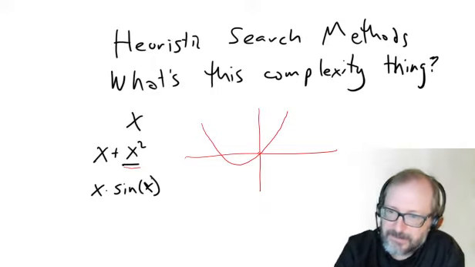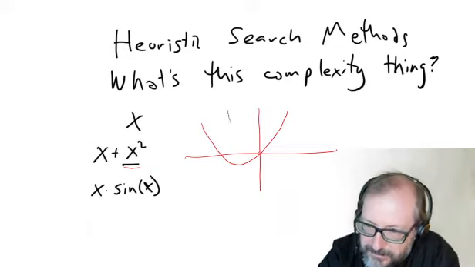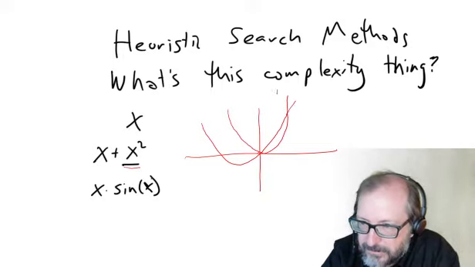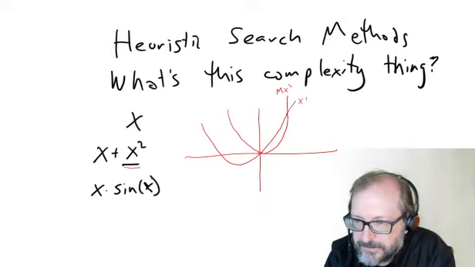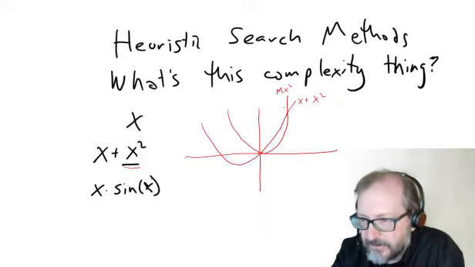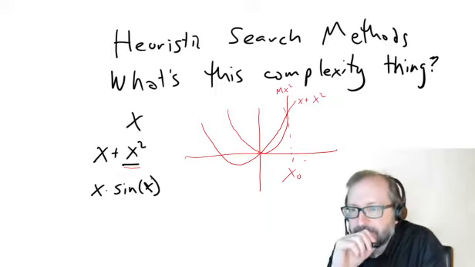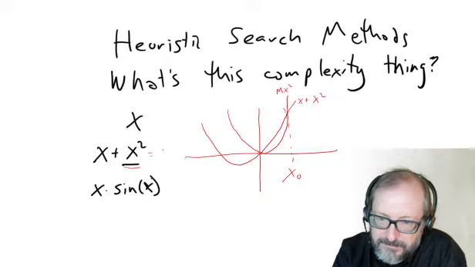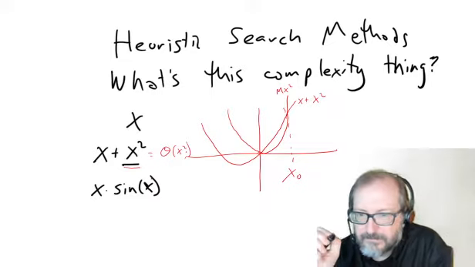That's a quick shortcut. So that means that just by inspection, we could say the complexity is big O of x squared. If I draw a function like this, m times x squared, there's some m for which m times x squared will be greater than or equal to x plus x squared for all x greater than x naught. So then we would say that this is complexity big O of x squared.